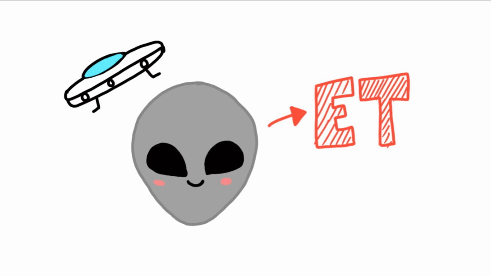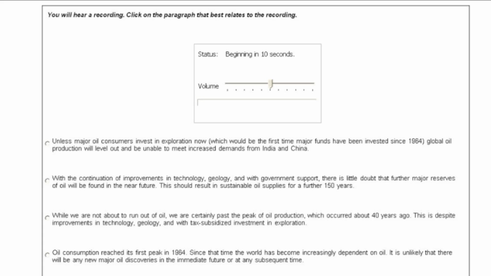So let's start off with one of the examples where we'll be discussing the techniques and what you need to keep in mind while solving these sort of questions, right? So let's have a look. You'll generally have 10 seconds.